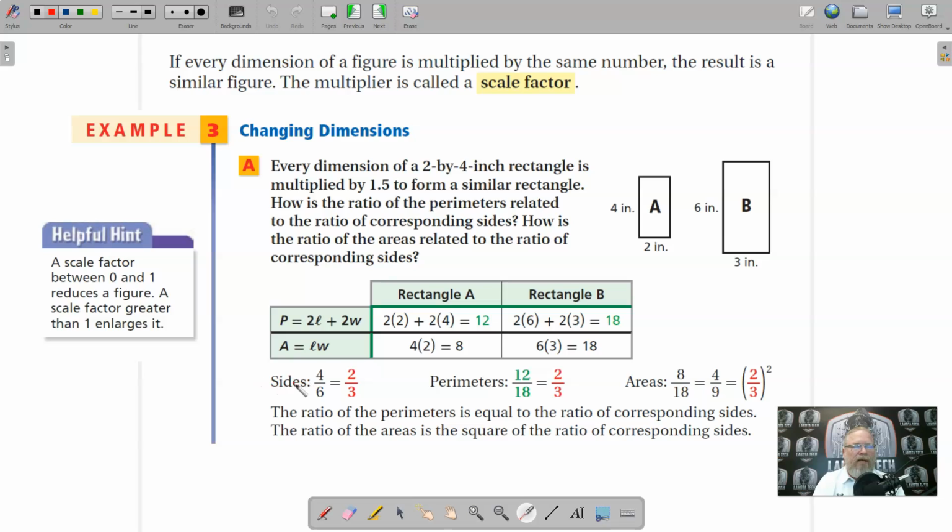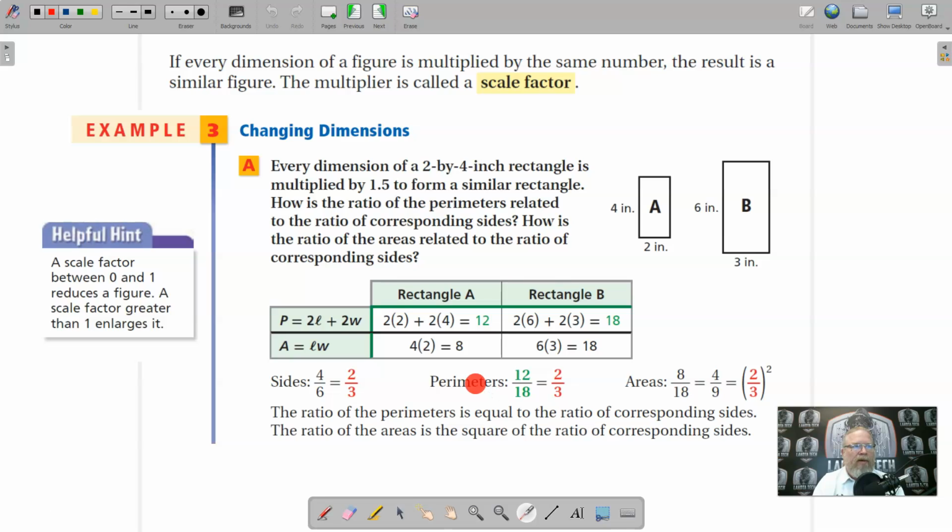So let's go ahead and set up a proportion for the sides. We have 4 is to 6. We have this here as 2 is to 3. Set that up, and we would get 2/3.